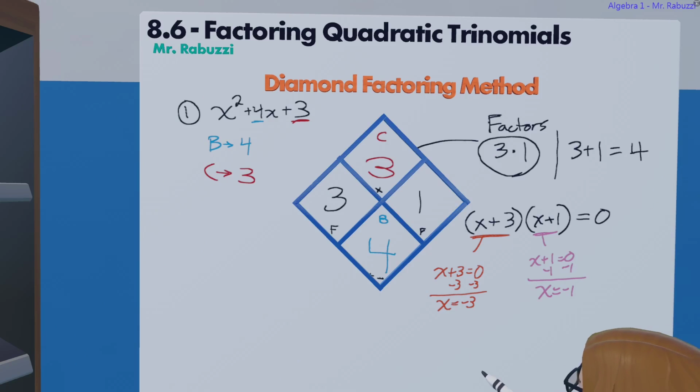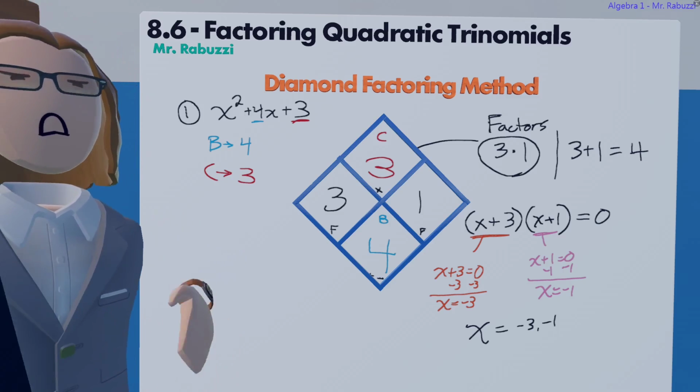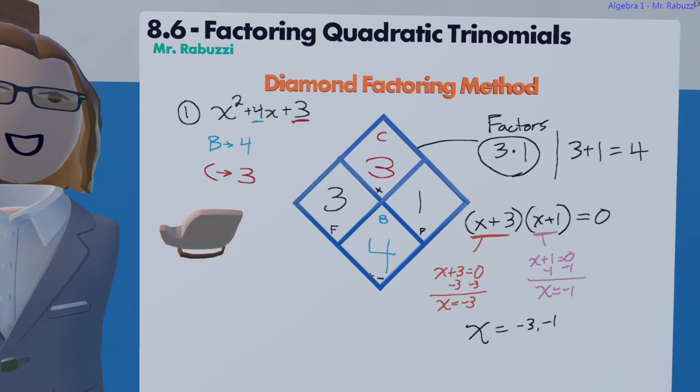So our answers are that x could equal -3 or -1. Those are both correct answers. And that's how we solve with the diamond factoring. Okay? So it looks like a lot of steps, but each step is something we already know how to do. So the real thing you need to learn this lesson is practicing it and trying each step slowly, right?